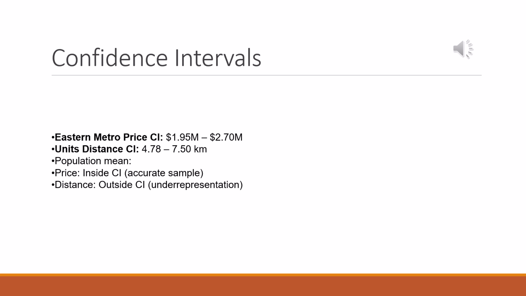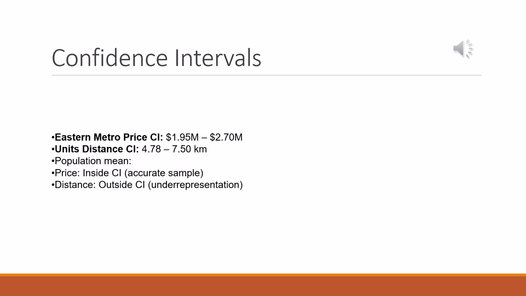I calculated 95% confidence intervals to estimate two values. The first one was the average price of properties in the Eastern Metropolitan Region, and the second one was the average distance of unit type properties from the CBD. For the Eastern Metropolitan Region, the confidence interval ranged from approximately 1.95 million to $2.7 million. The actual population mean for this region, which we then calculated through the pivot tables in our Excel, also fell within this interval, which means our sample provided a reliable estimate.